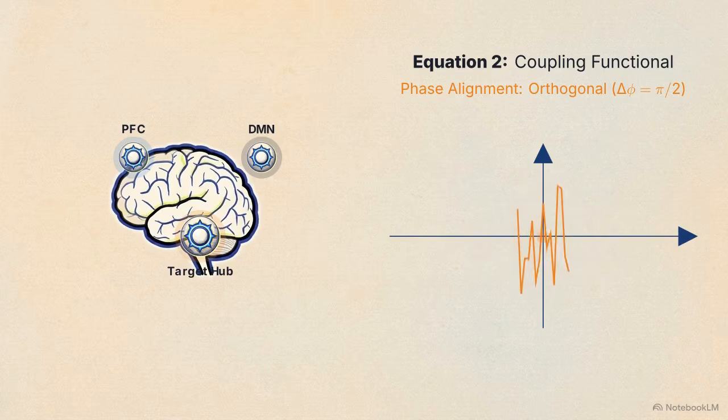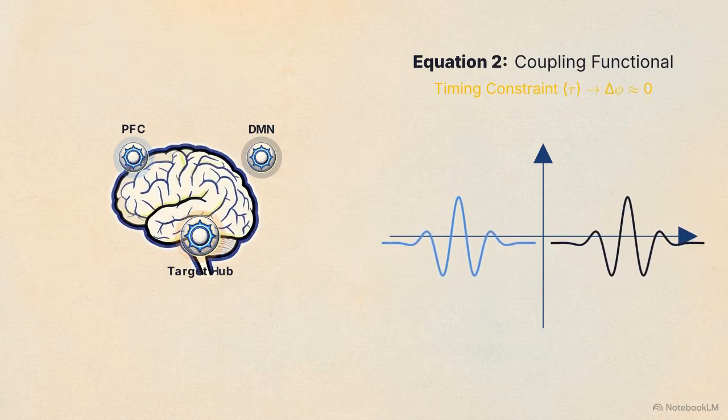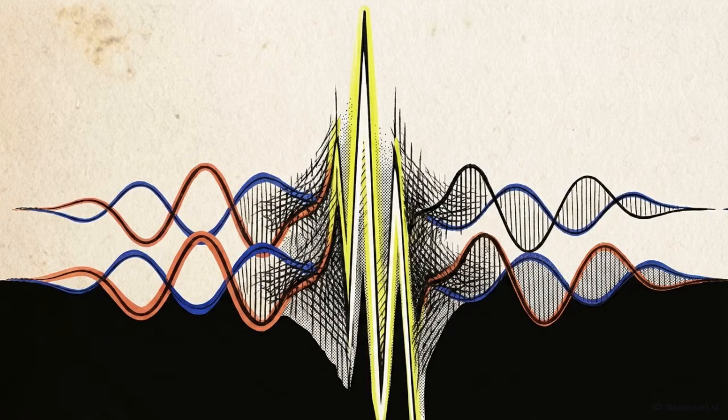When the phase offset is orthogonal, the collision produces energy without work. It generates heat and noise, but no structural results. However, when the timing constraint accurately aligns the phase offset near zero, the peaks synchronize. This moment of constructive interference forms a stable, load-bearing cognitive ridge.